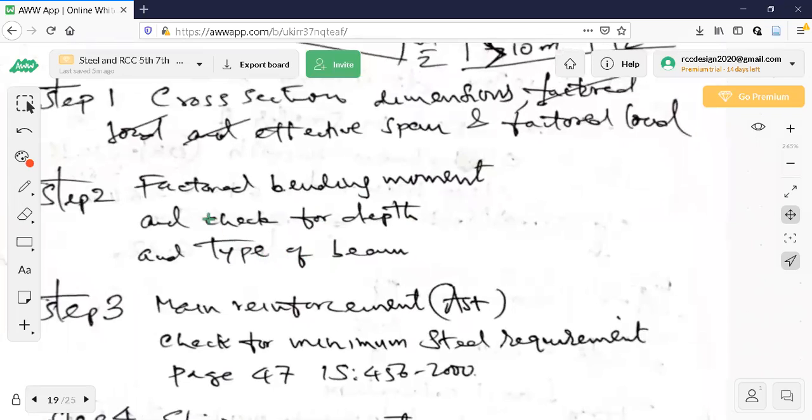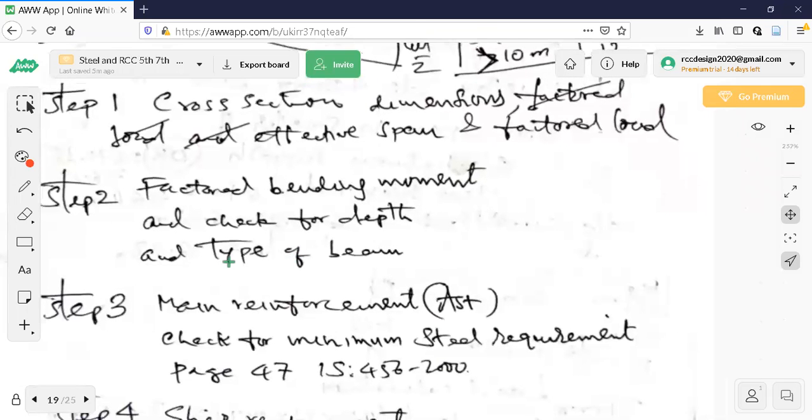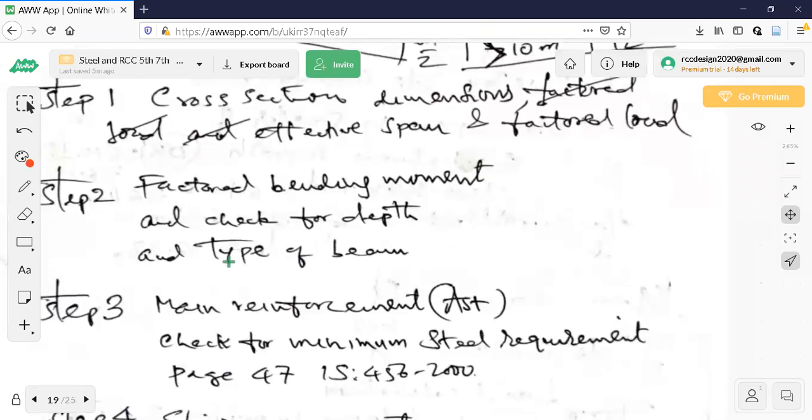If at the end of step number 2 you find that the beam is over reinforced, immediately you must discard it. You must change the cross section dimensions and all that. So over reinforced sections should not be designed.